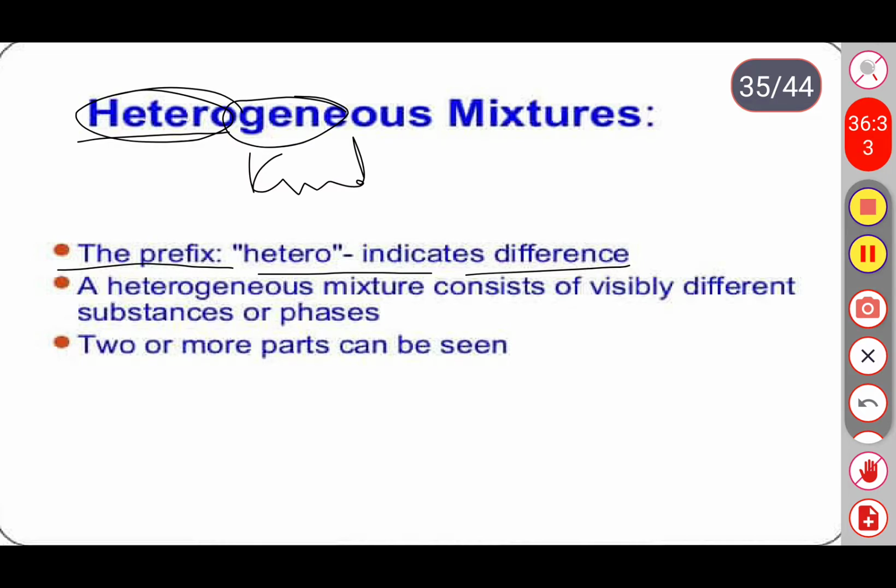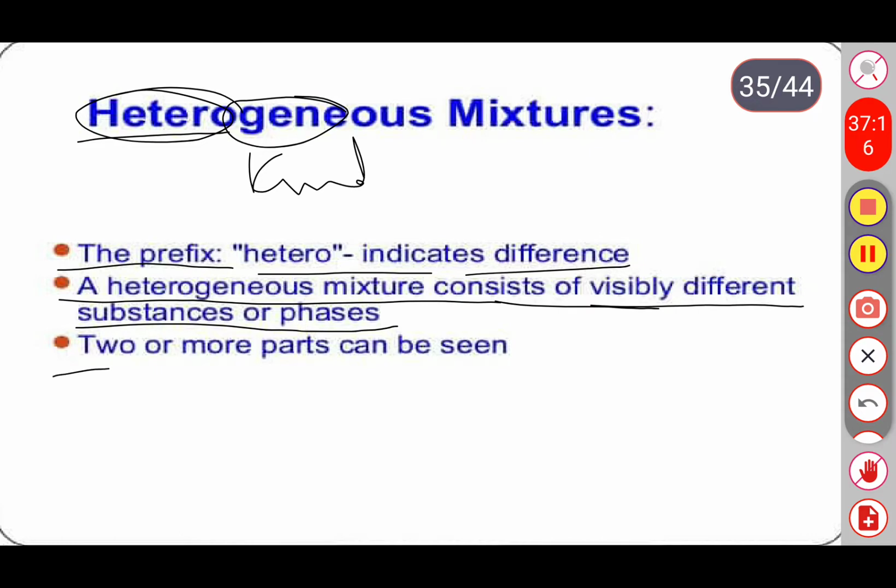A heterogeneous mixture consists of visibly different substances or phases. A homogeneous mixture is of one type of phase. We are not going to observe different types of phases in a homogeneous mixture, but in heterogeneous mixtures we can observe two, five, or even an infinite number of phases. It means if we add different types of substances, we are going to observe different types of boundaries also. Two or more parts can be seen.